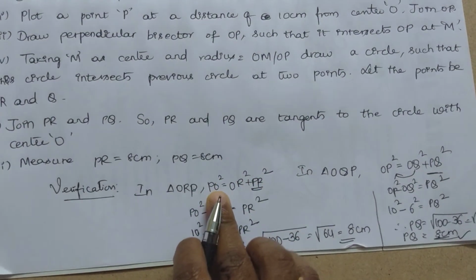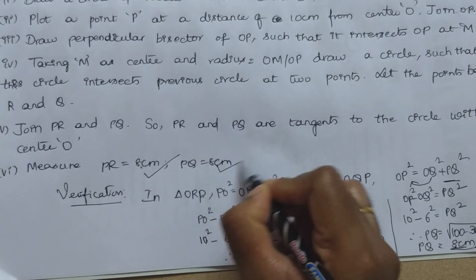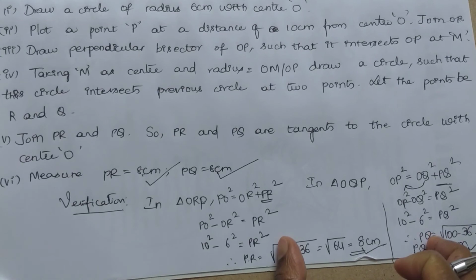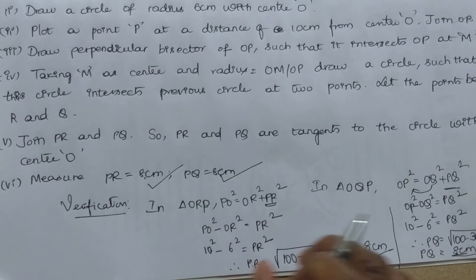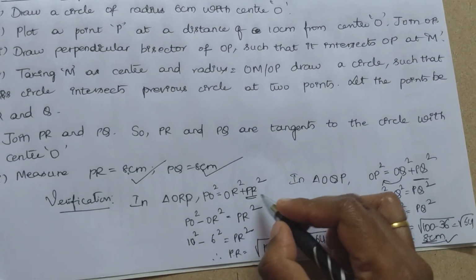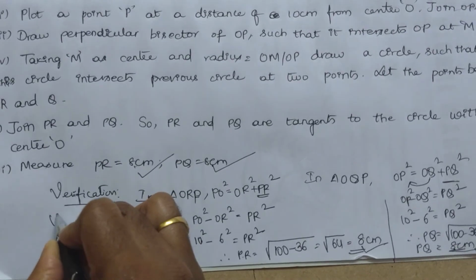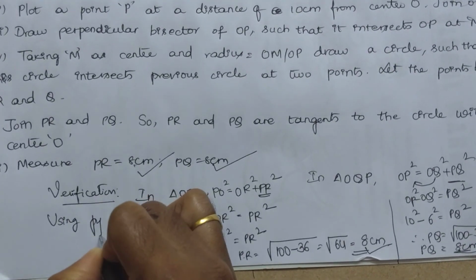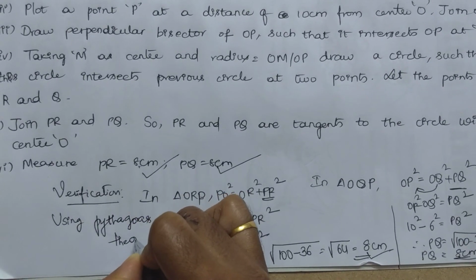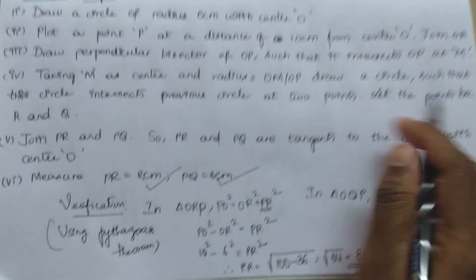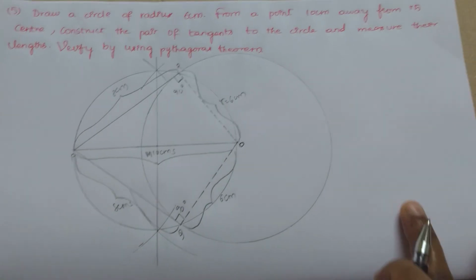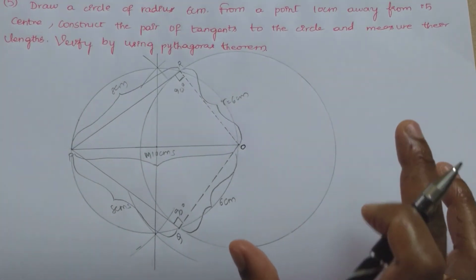Hence, it is verified, because PR once we measure it is 8 and 8. By the verification also it is 8 and 8. So while verifying, when the verification answer is the same as the measurement answer, it implies that all this process we did is correct. So this is the verification process. Write in brackets: verification using Pythagoras theorem. Clear? So this is the solution here. See, this is very, very important. Please go through this. So I hope the explanation is clear.